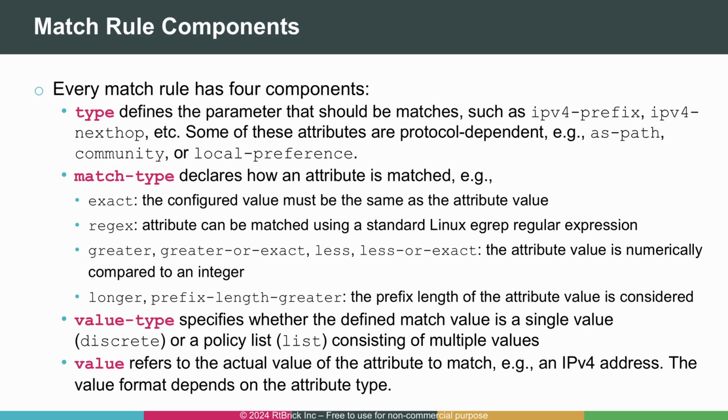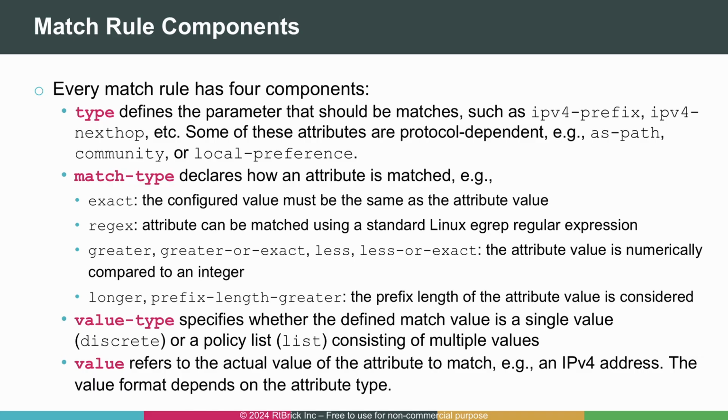Earlier, we saw that each match rule has 4 parts you need to configure. Let's go over them quickly. First, there's the type. This tells the router what kind of attribute you want to check. You might match based on things like IPv4 prefix, IPv6 prefix, IPv4 next hop, or even BGP attributes like AS path, community, or local preference. Second, you choose the match type. This defines how the match is done. For example, exact means the route must match the value exactly.